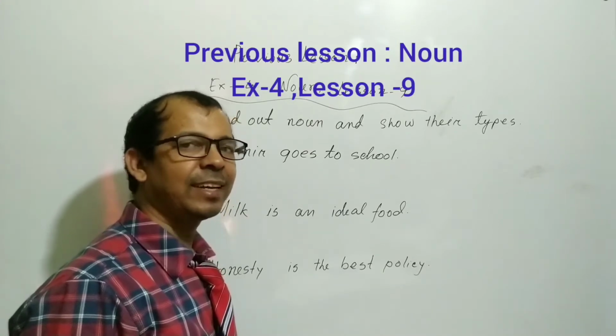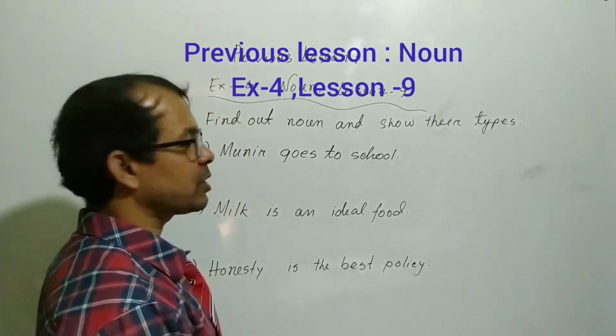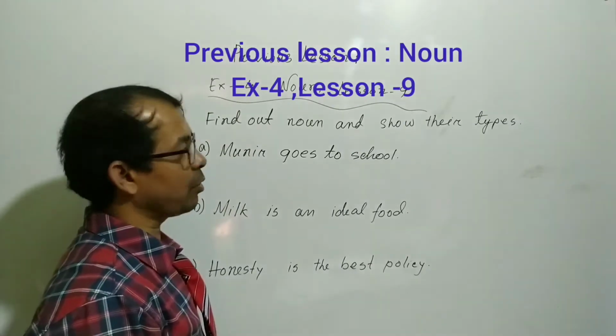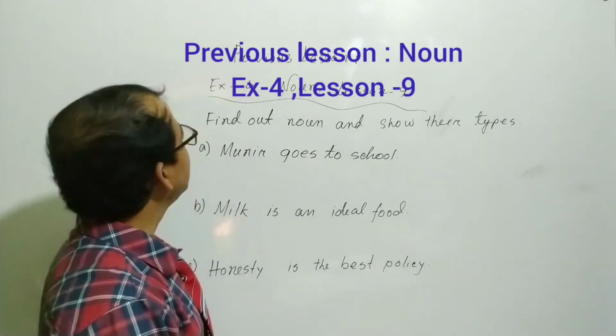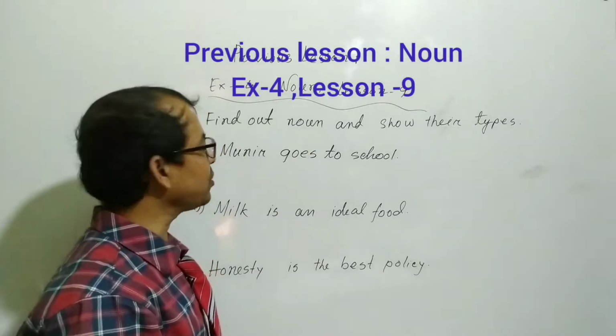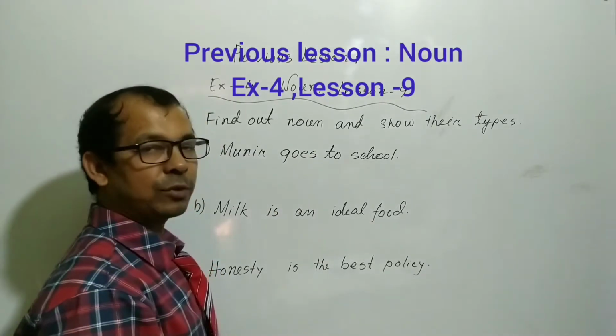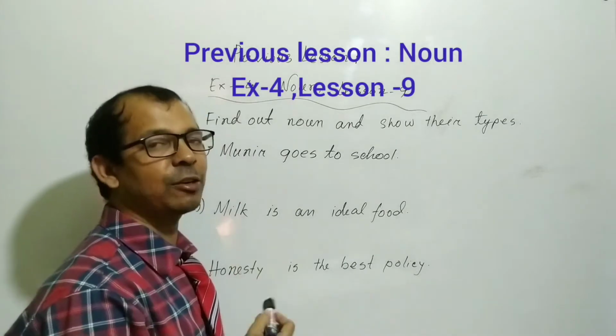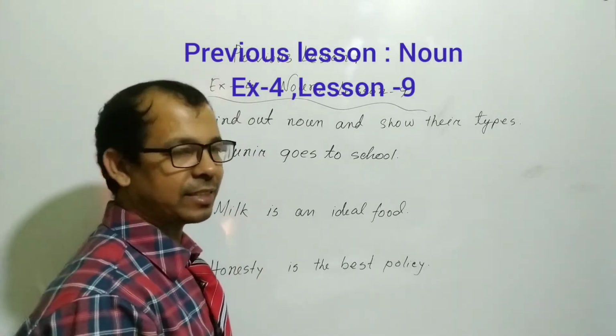Okay, my dear student, exercise 4, noun, lesson 9. Find out noun and show their types. So, my dear student, at first, you have to find out the nouns from the sentence and you have to tell what kind of nouns these are, okay?